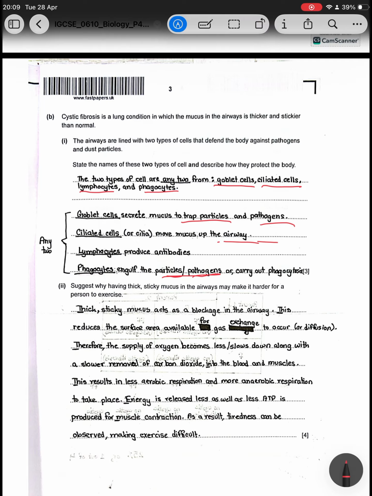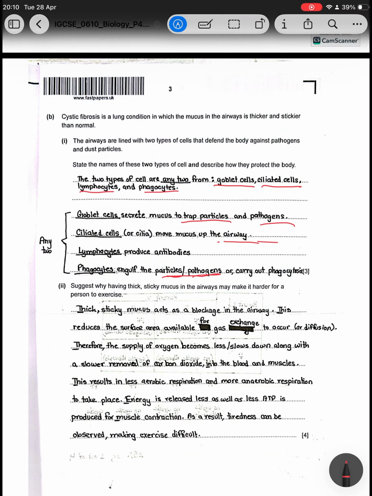So what it does is, goblet cells, the mucus secreted by goblet cells, they trap the particles. Think about dust, for example, and then the ciliated cells move the mucus up the airway so that it can be moved into your stomach and removed from the airway so that it doesn't reach your lungs.